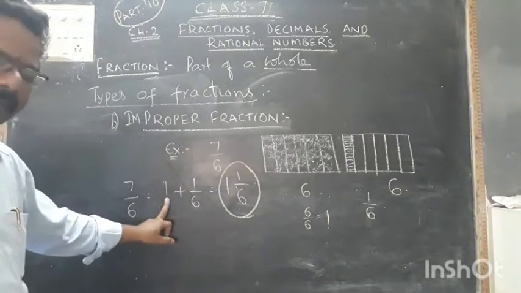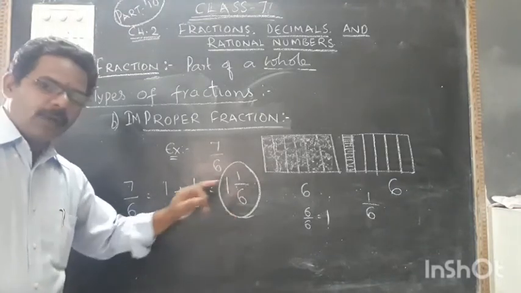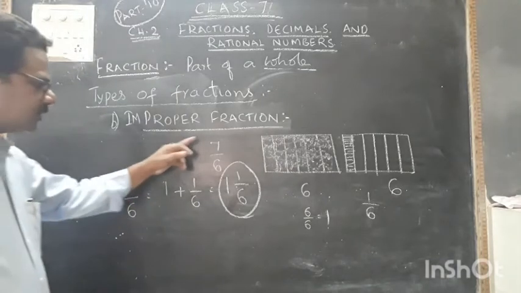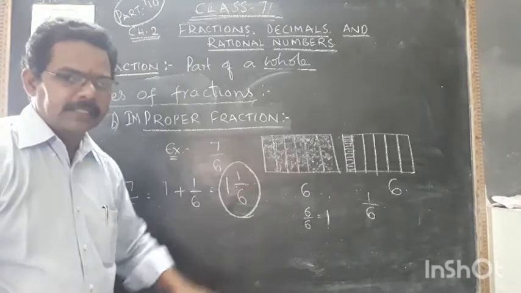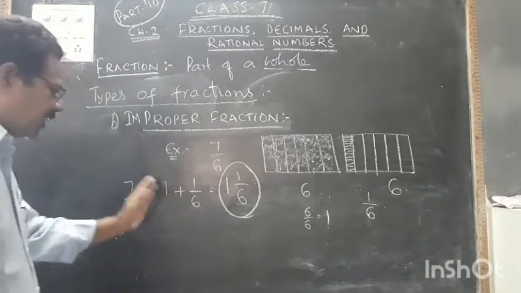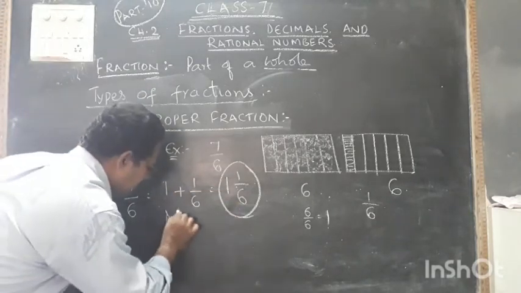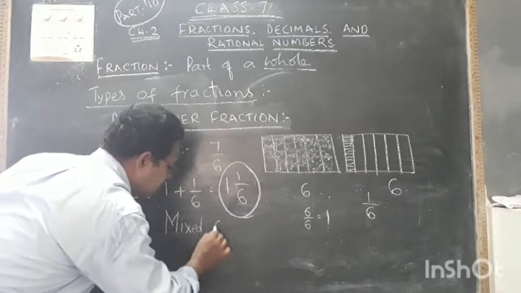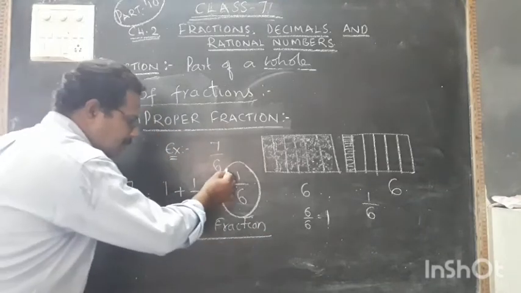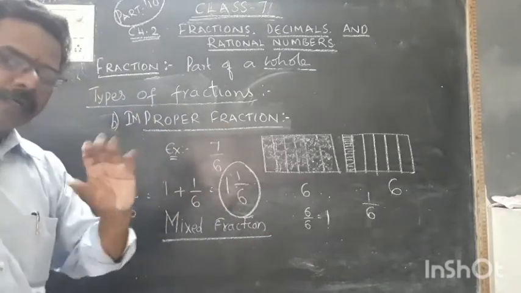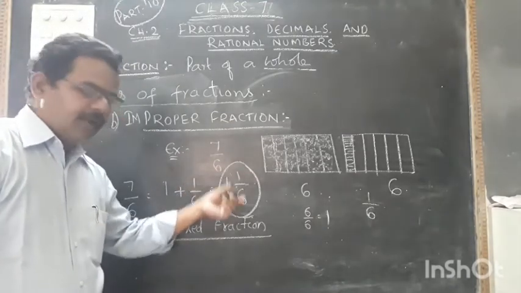One complete object, and after that, out of 6 parts I have taken 1 part. That is equal to 1 and 1 by 6. So 7 by 6 can be written and drawn like this. We have to understand that 7 by 6 can be converted into this type of fraction. This type of fraction is called a mixed fraction. What is the meaning of mixed fraction? A mixed fraction has a whole number part, and after that, fractional parts will be there. Whole number 1 and 1 by 6.